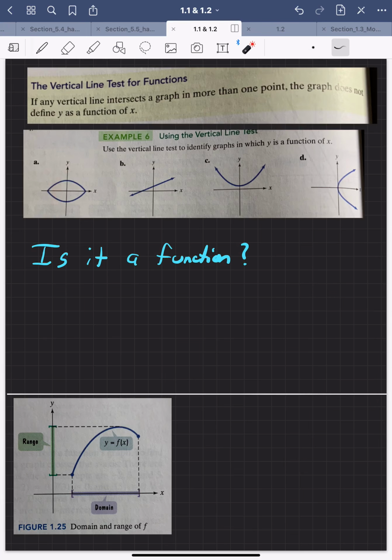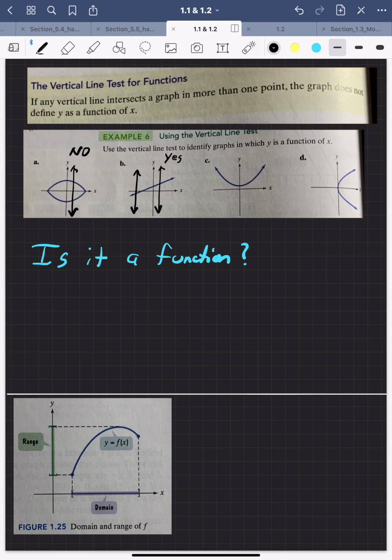So let's go ahead and do that. I'm going to draw the vertical lines, and I'm going to say no, not a function. It touches the graph more than once, the same vertical line. Now look at part B. Here, no matter where I put this vertical line, it's only going to touch that graph one time. So part B, yes, it is a function.